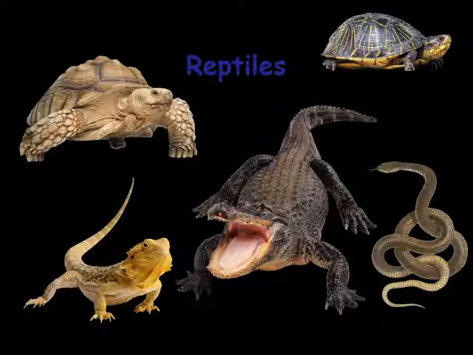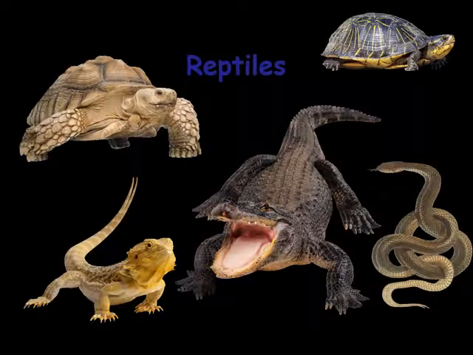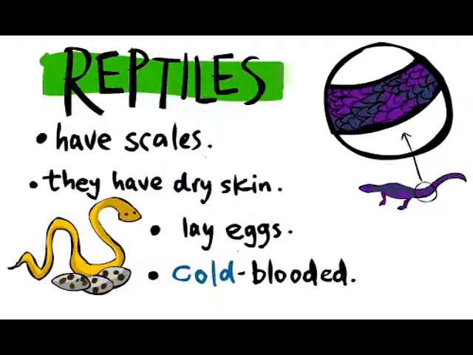Okay, so we're going to revise. Reptiles have scales. Which kind of scales? Connected, dry, strong, hard scales. They have dry skin. They lay eggs, or we can say that they are oviparous, and they are cold-blooded. Okay?